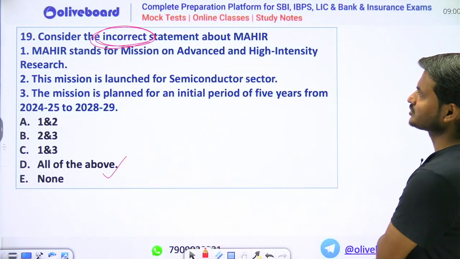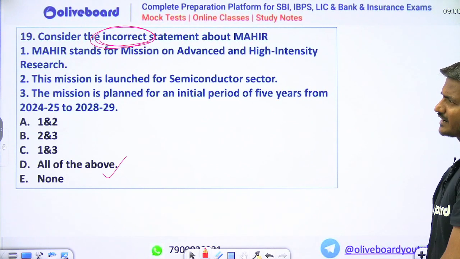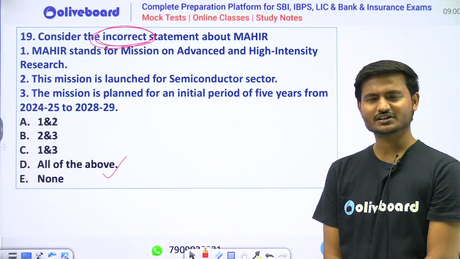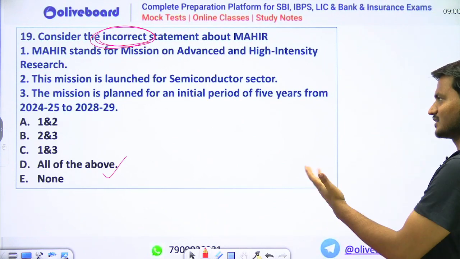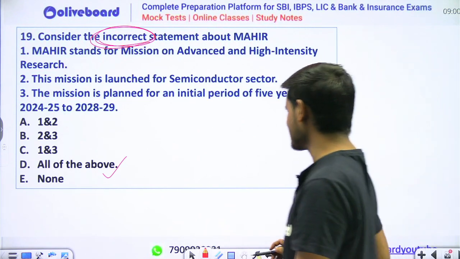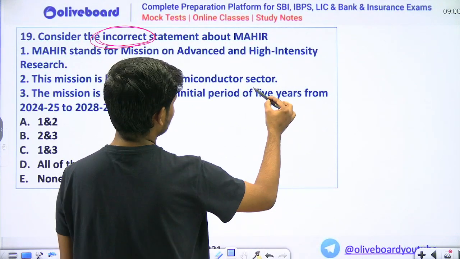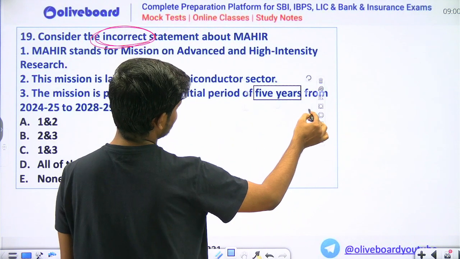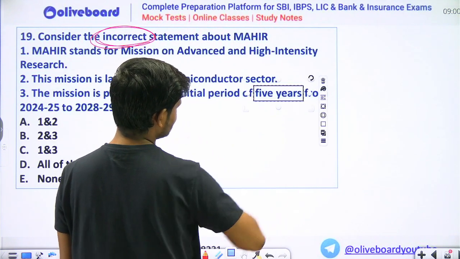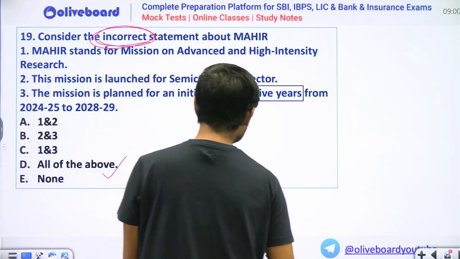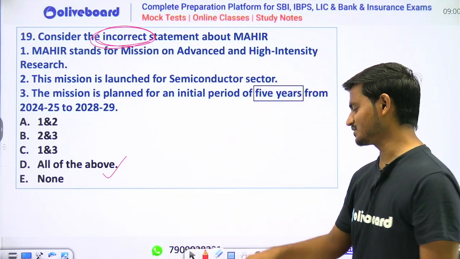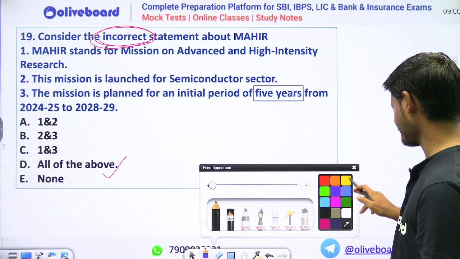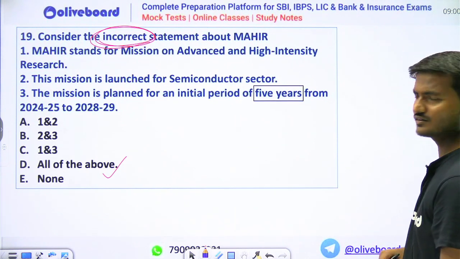The Mahir mission, the full form is Mission on Advanced and High Intensity Research, and it is associated with semiconductor, and it has been launched for 5 years. Generally any scheme is launched for 5 years. So I will not rethink about the dates, because generally, students, the majority of schemes are launched for 5 years. Why? Because the government remains in power for how many years? 5 years. So generally all the schemes are in action for 5 years.